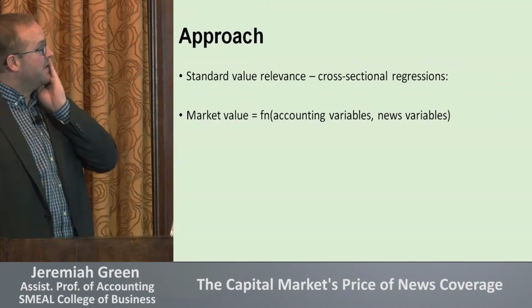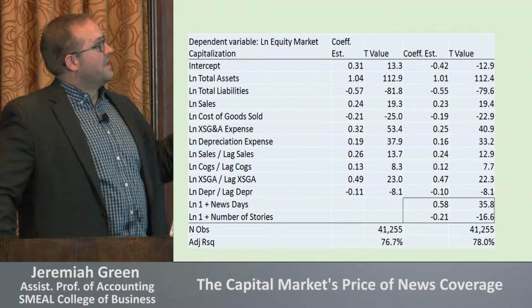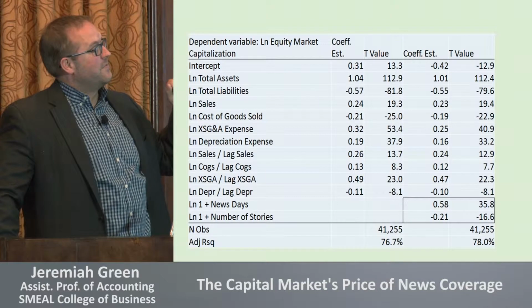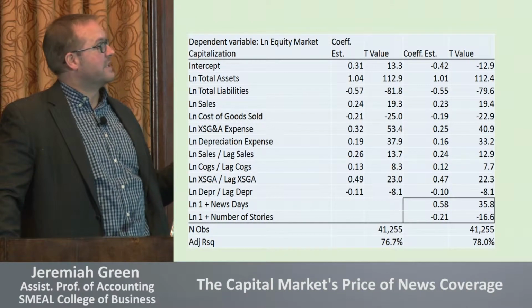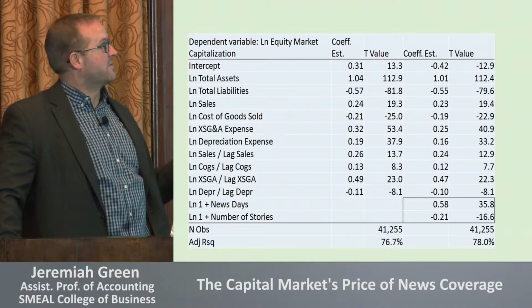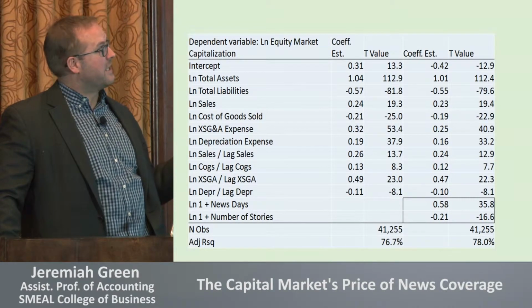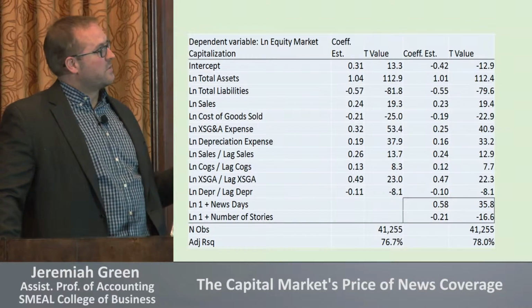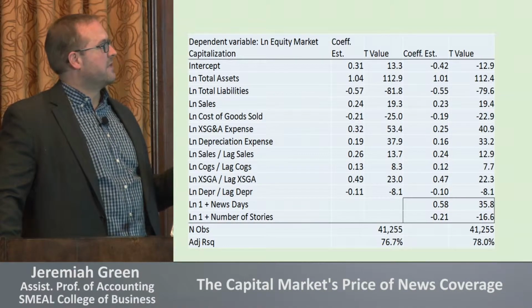I'll skip this, so then you don't have to see all of this. I'm going to describe it to you anyway. The accounting variables up top are the things that hopefully capture market value. So this is standard in a lot of research. Higher assets, a percent change in asset size is a percent change in market value. Same thing with total liabilities, higher liabilities, lower market value. So these things are standard.